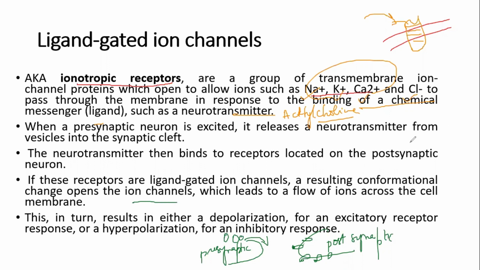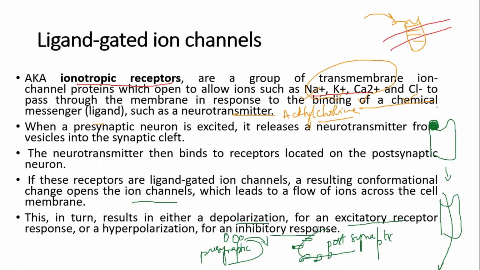So eventually what is happening? You have the ligand, and the ligand binds to the ligand channel. This binding results in a conformational change, because of which the channel gets open and the ions are able to pass through. Thus, it results either in depolarization for an excitatory receptor response or hyperpolarization for an inhibitory response.